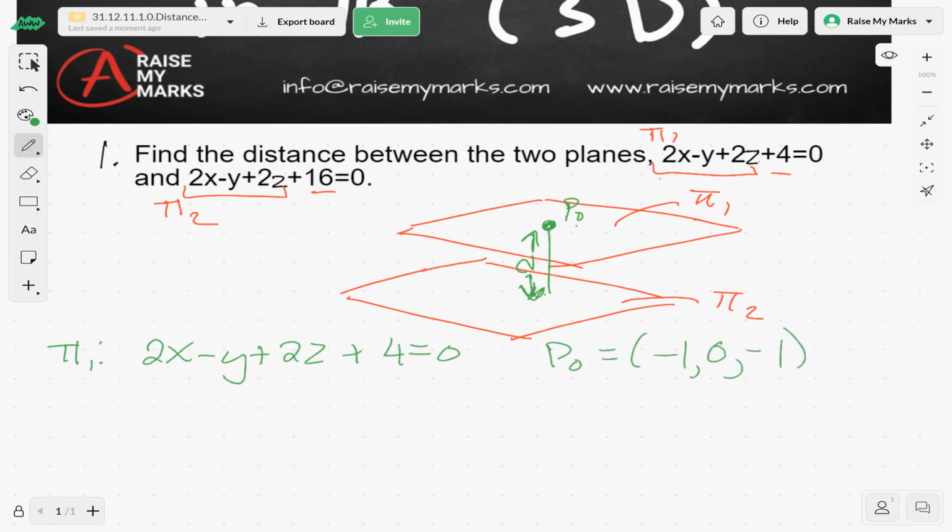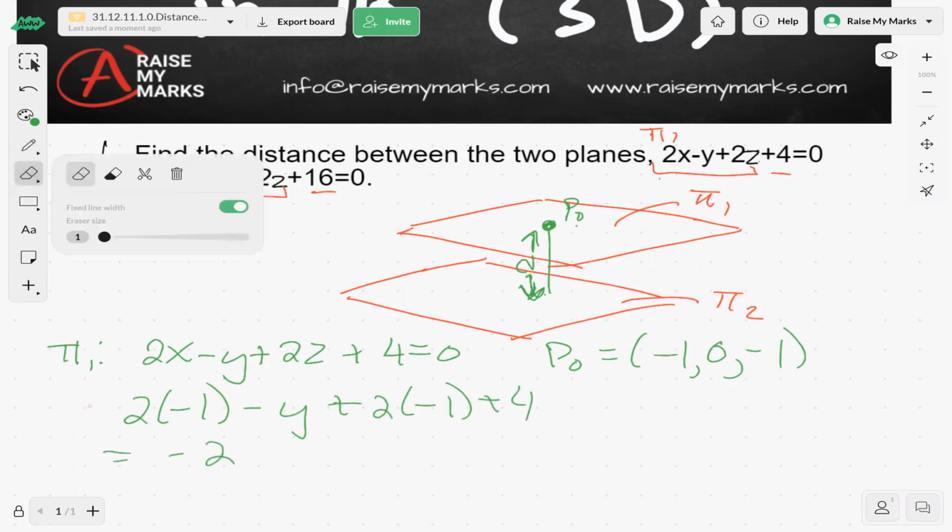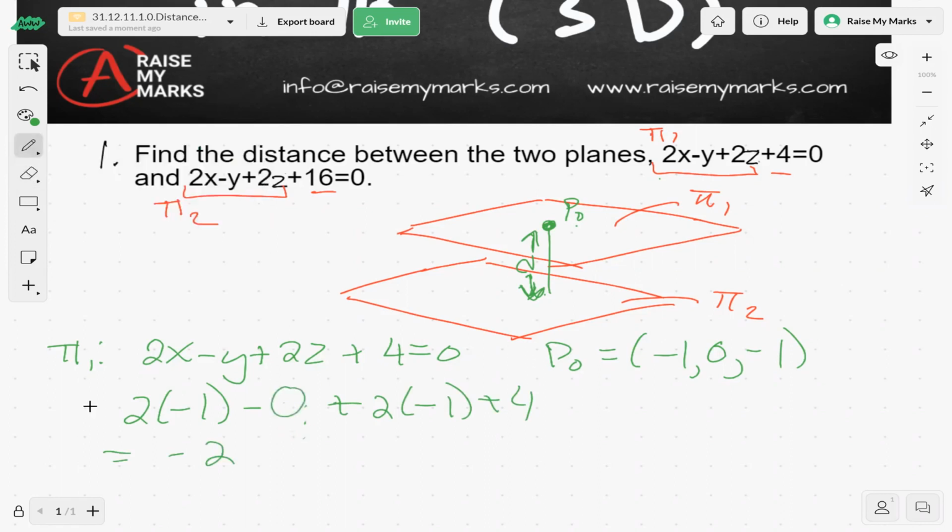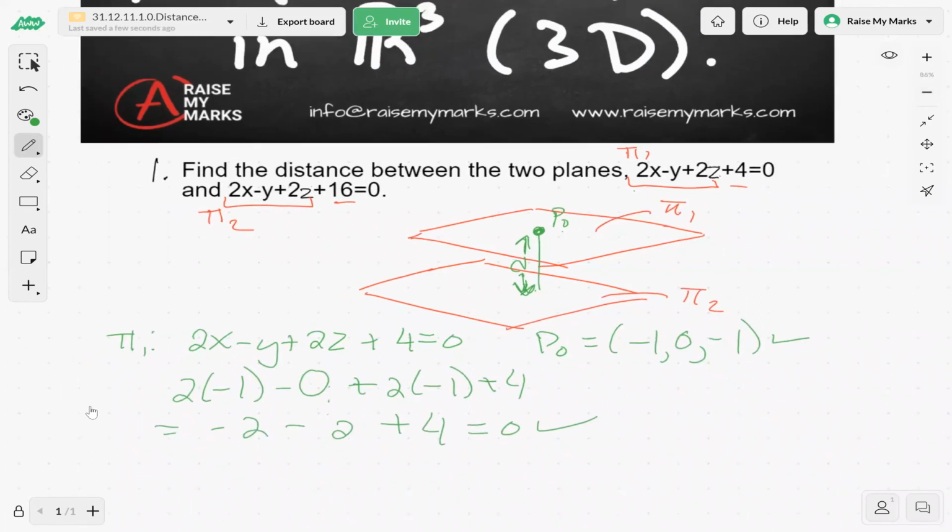Now let's test it. 2 times -1 minus y plus 2 times -1 plus 4. What does that equal? -2. Whoops, our y is 0. Let's plug 0 in for y. -2 plus 4, that equals 0. So yes, this is indeed a point on the plane pi 1. Now, let's make it a little smaller.